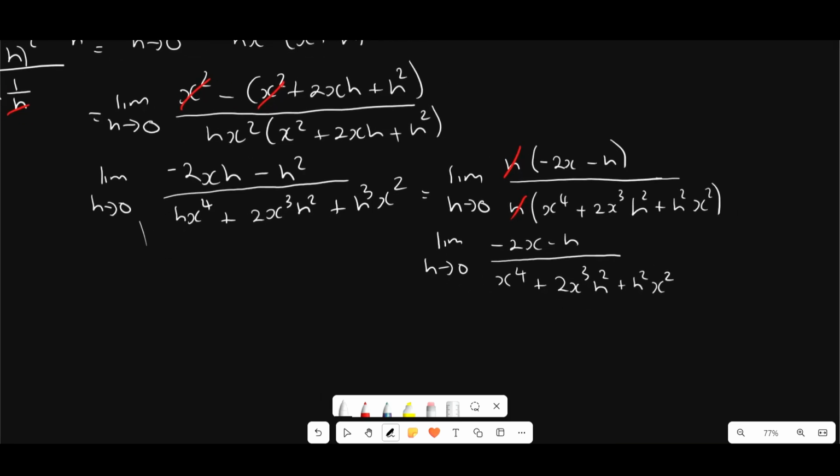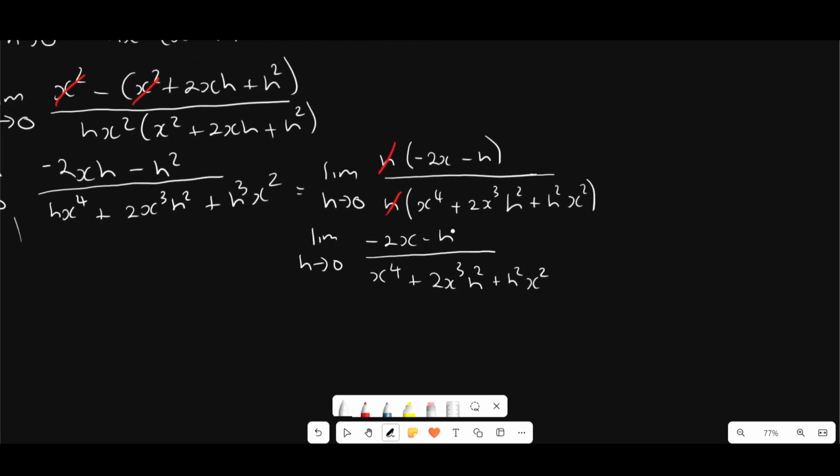Now I can do the direct substitution. If you put in 0 there, you'll have negative 2x, and at the bottom the other terms will vanish, and hence I'll have x to the power 4. In this case I can simplify further, therefore I'll have negative 2 divided by x to the power 3. I hope that makes sense.